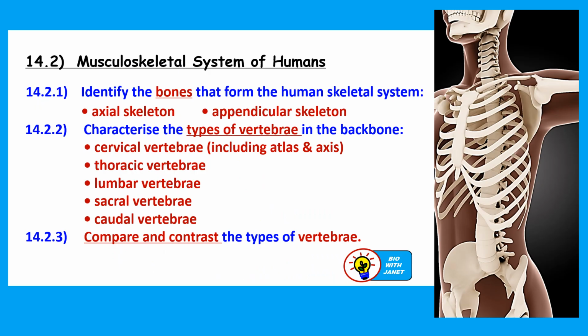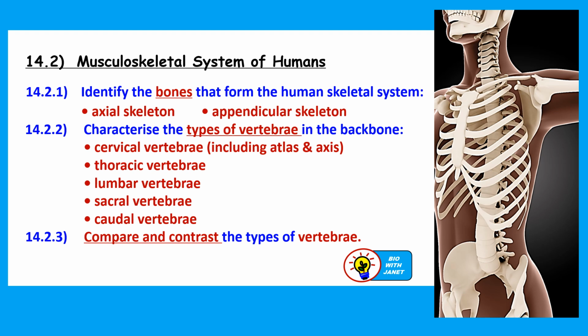The learning standards for this lesson are as follows. The first learning standard is we must be able to identify the bones that form the human skeletal system. And there are two parts in the human skeletal system, that is the axial skeleton and the appendicular skeleton. So we have to be able to identify the bones in the axial skeleton and also in the appendicular skeleton, which are both parts of the human skeletal system.